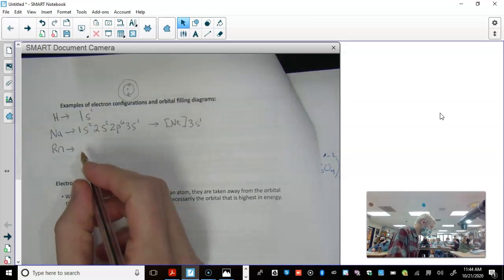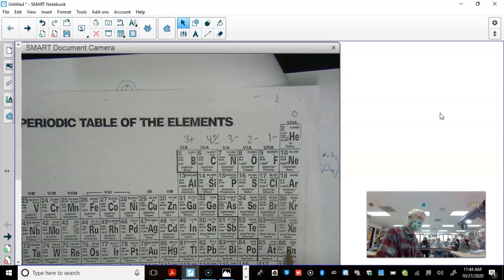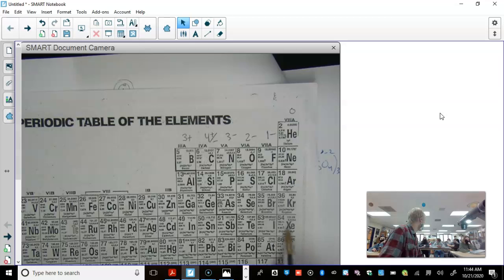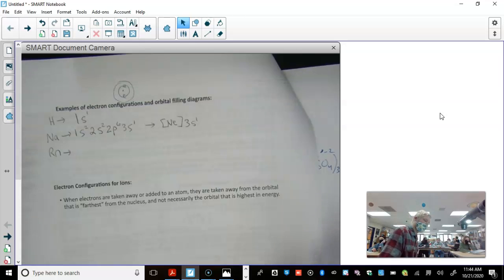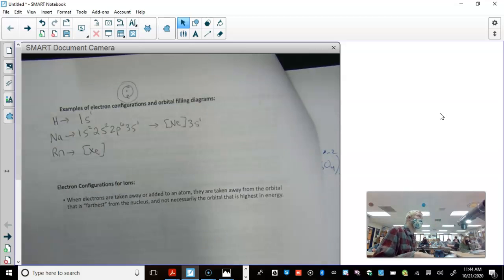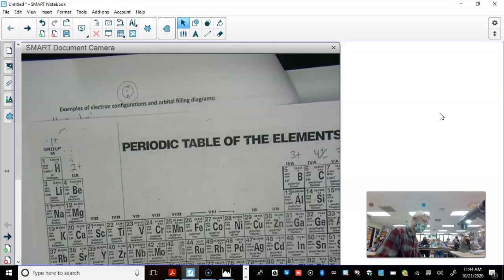So, wait. We weren't doing xenon. We were doing radon yesterday. Is that right? Yeah. Okay. So let's just bump it down one. If we're starting at radon, we want to start with xenon. If you want to figure out radon, we put Xe in brackets, and then we continue on from xenon, number 54, to 55.